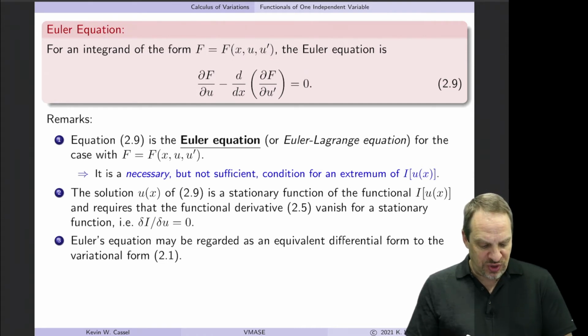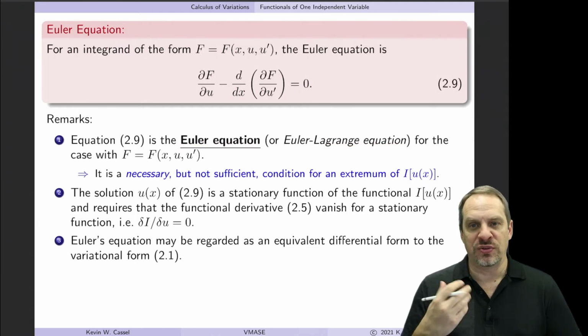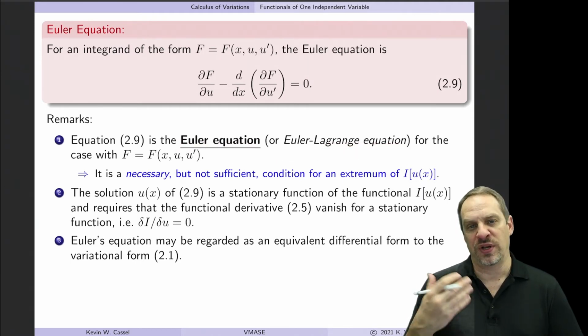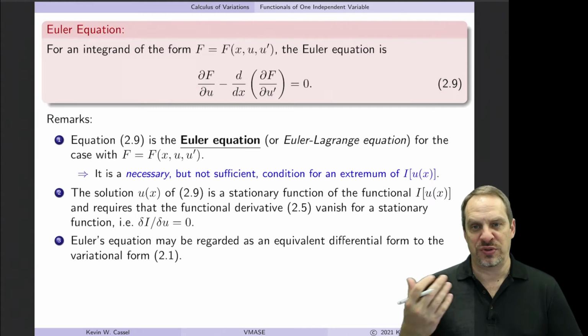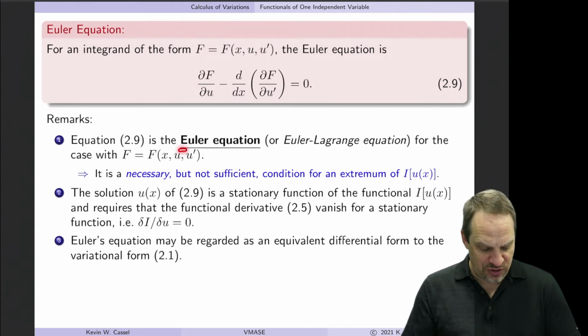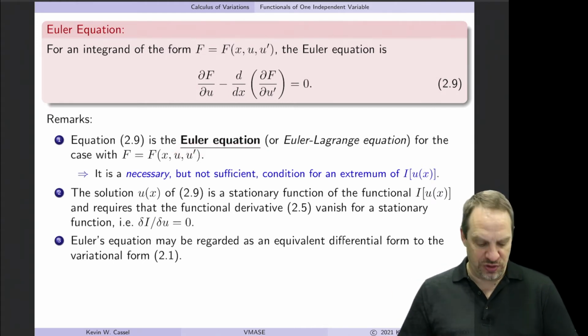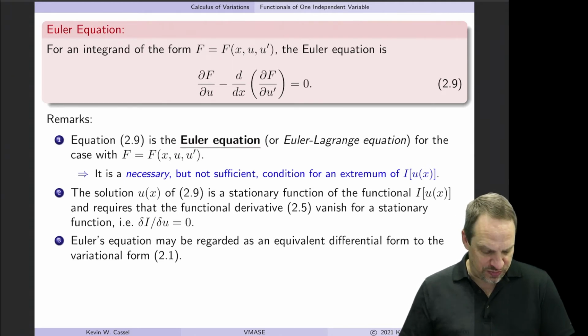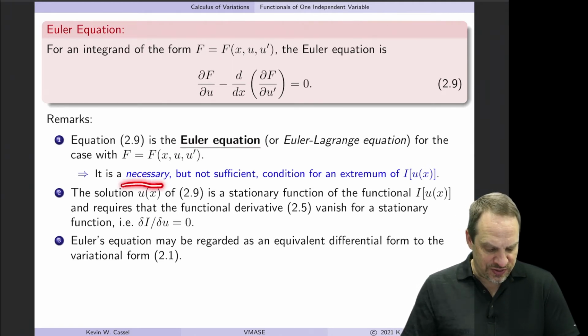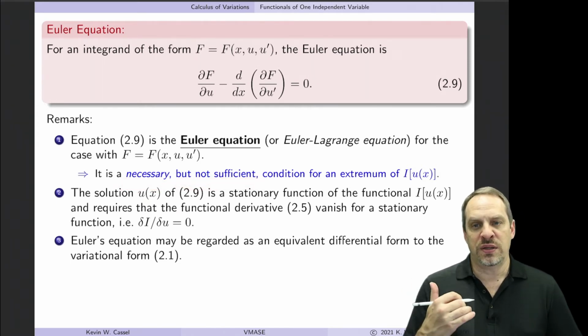So this is the famous equation. It's known as the Euler equation. It's also called the Euler-Lagrange equation. I will reserve calling it the Euler-Lagrange equation for cases where we're dealing with dynamics, Hamilton's principle, and so on. For the general case that we're looking at here, I'll call it the Euler equation, and that's fairly typical. The key here is this is a necessary but not sufficient condition for an extremum in the functional I.